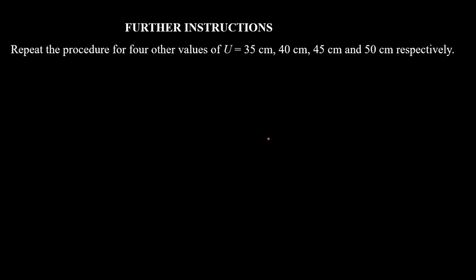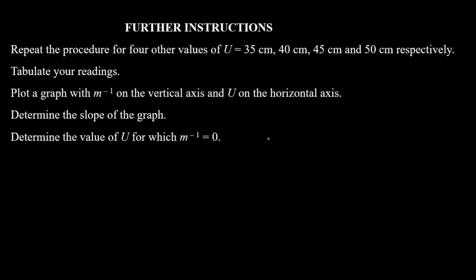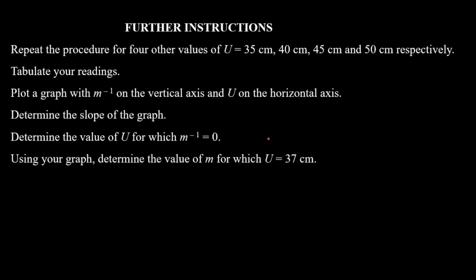Further instruction says we're to repeat the procedure for 4 other values of u, which are 35, 40, 45, and 50 centimeters respectively. Then we're told to tabulate our readings. Then it says plot a graph of M inverse on the vertical axis against u on the horizontal axis. Next, we're told to find the slope of the graph and then to determine the value of u for which M inverse is 0. And then lastly, we're told to use our graph to determine the value of M for which u equals 37 centimeters. We shall carry out these tasks in this video.